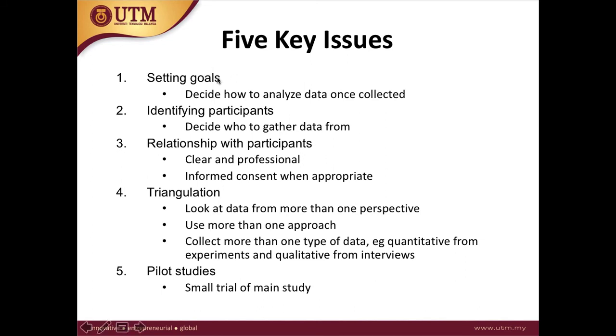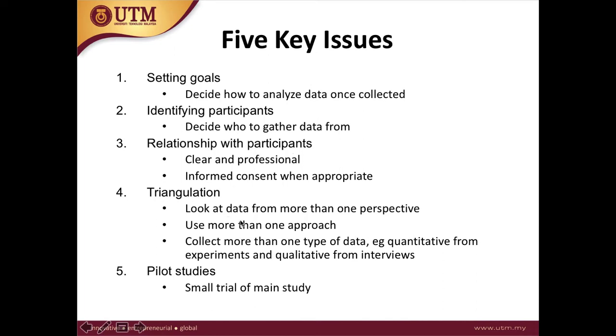Now, 5 key issues. You have to set a goal. Of course, in data gathering, you have to set a goal. Why do you go for it? What is the goal of your questionnaire? What is the goal of your survey, observation, and so on? So you have to identify that. Number 2, you have to identify participants. Number 3, you have to know your relationship with participants in order to avoid bias.